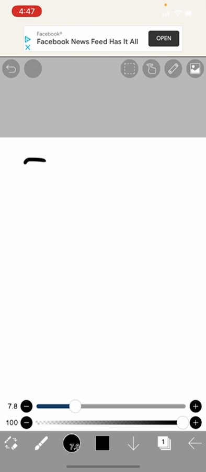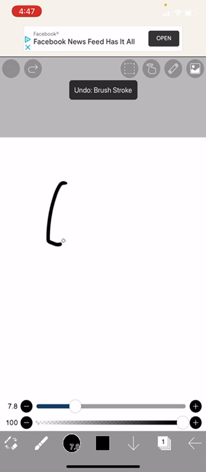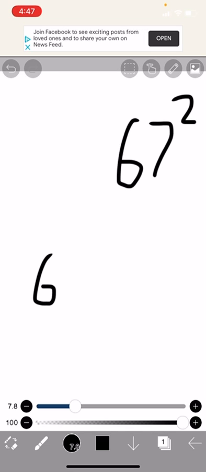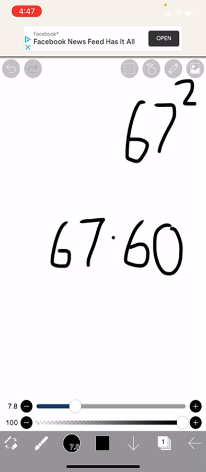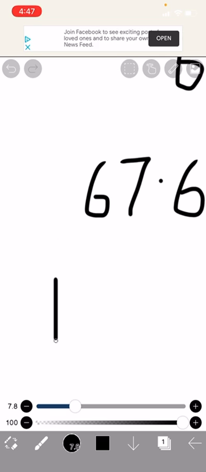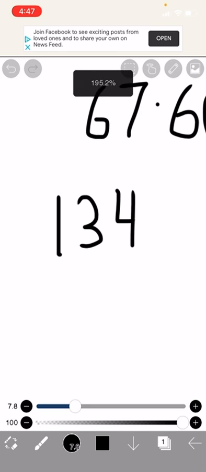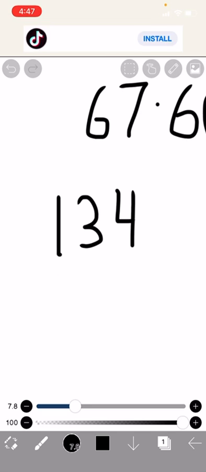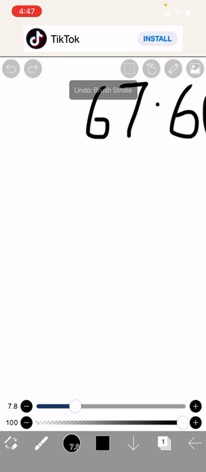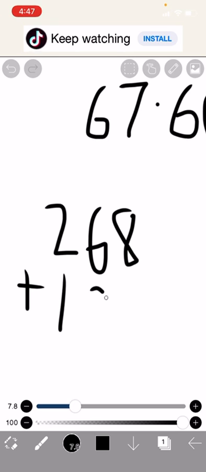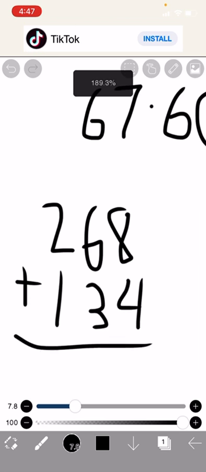Let's say you want to do 67 squared. Okay, well, let's do 67 times 60. Well, 67 times 6. What is 67 times 2? We get 134. So do that times 2, and we get 268. 268 plus 134 to get it to times 6.